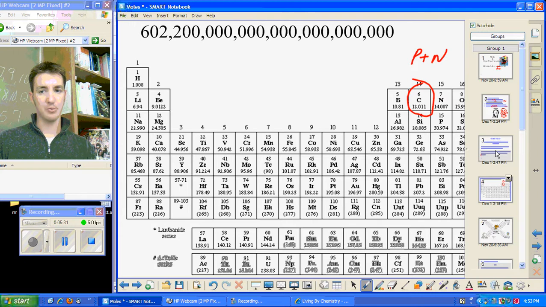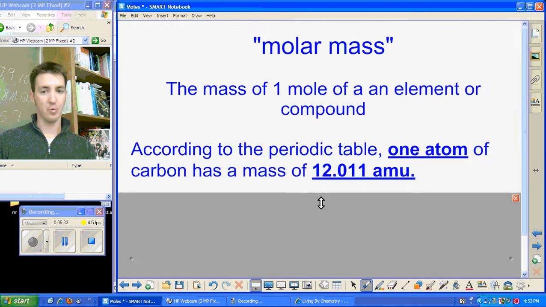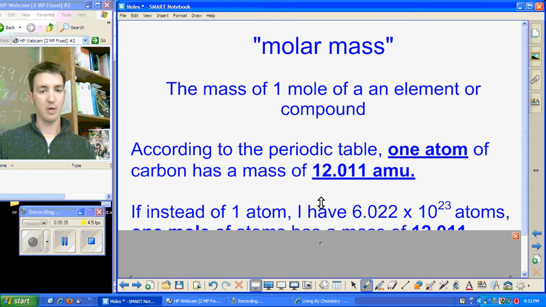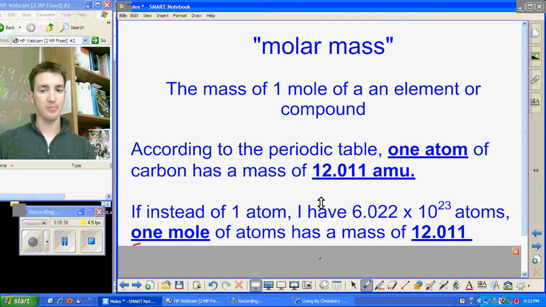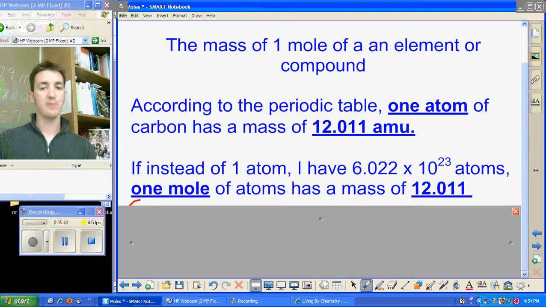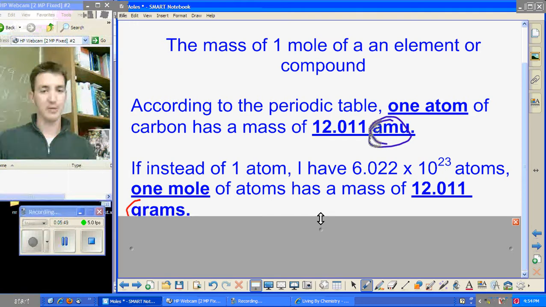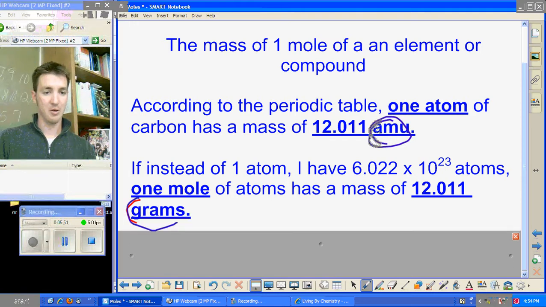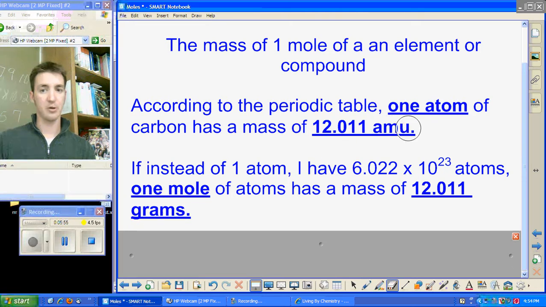But AMUs are not very helpful. We don't deal with one atom at a time, we deal with a whole lot. So instead of one atom, that number of 6.02 times 10 to the 23rd, Avogadro's number, came because they figured out how many atoms it takes to turn that unit of AMU into a nicer unit of grams. Because I would much rather work with grams because it's familiar than trying to figure out things about one atom.